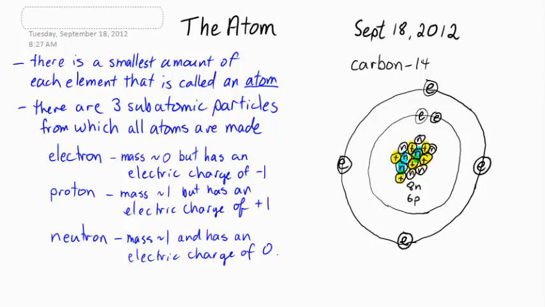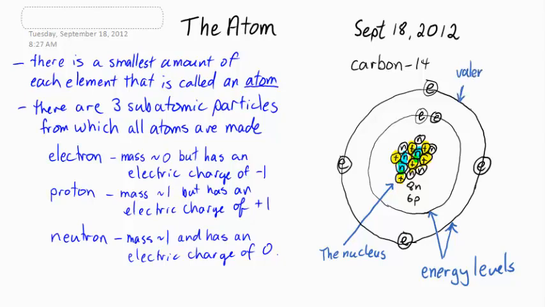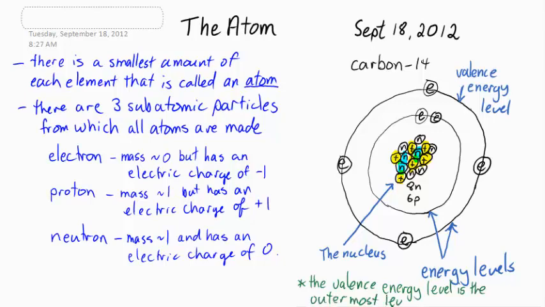Just to put some labels on this, if we look again at the center of the atom, we call that the nucleus, N-U-C-L-E-U-S. And surrounding it are energy levels in which electrons exist. This particular atom of carbon has 2 energy levels occupied by electrons. Now the outermost energy level has a special name called the valence energy level. It's just really important, so we gave it a name. So let's put that down. The valence energy level is the outermost energy level in an atom that has electrons in it.